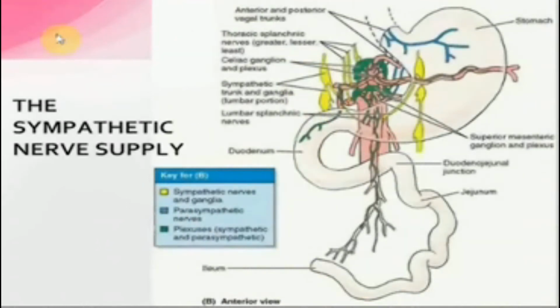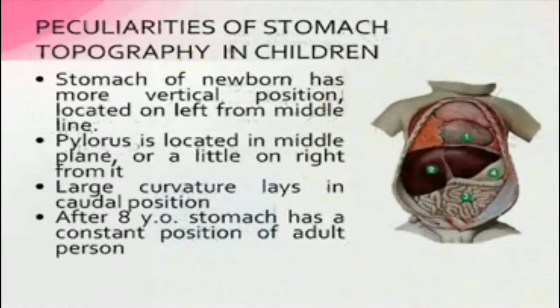The sympathetic nerve supply from the 6th to 9th thoracic segments of the spinal cord passes to the celiac plexus through the greater splanchnic nerve and is distributed through the plexus around the gastric and gastroomental arteries.